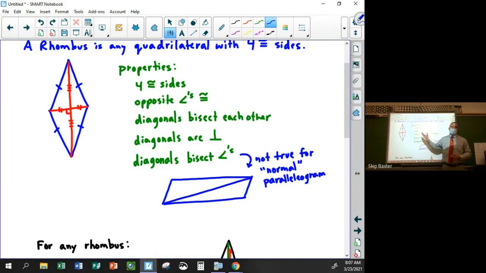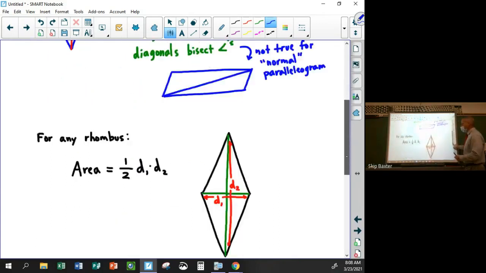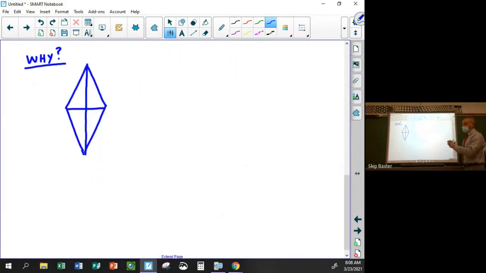You could actually use any of those 5 reasons here, but the most obvious from that picture is side, side, side, right? We can also use HL, right? We have a right triangle, there's the hypotenuse, and there's a leg congruent to the hypotenuse and a leg. So we could use that. Or we could use angle, side, angle, or whatever. Any of these methods would work, right? But anyway, the point is there's 4 congruent triangles.